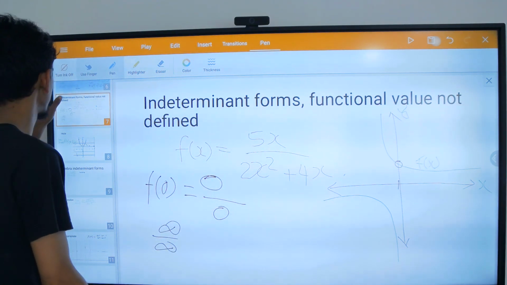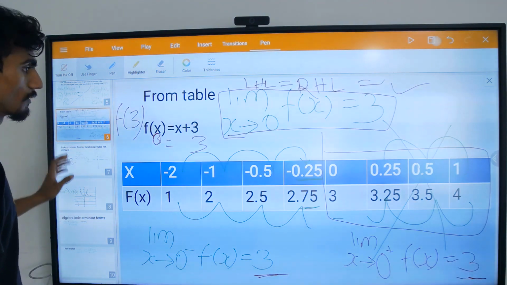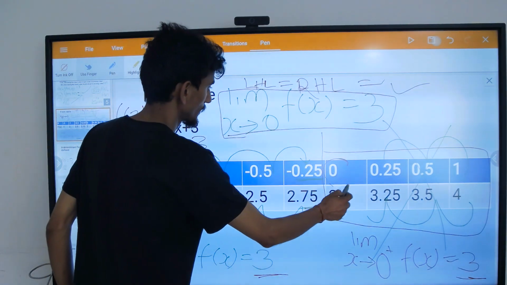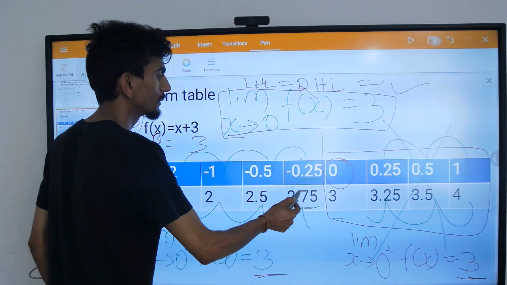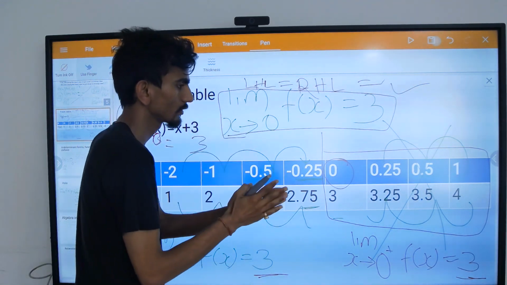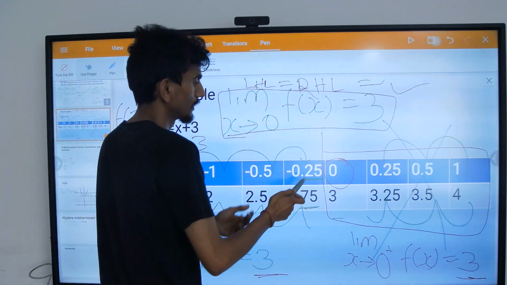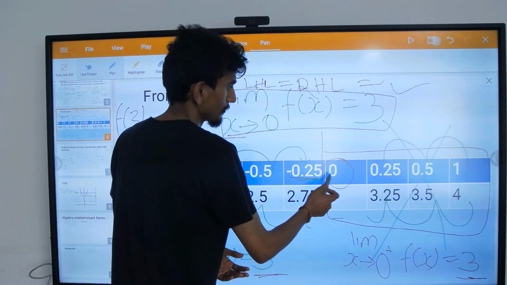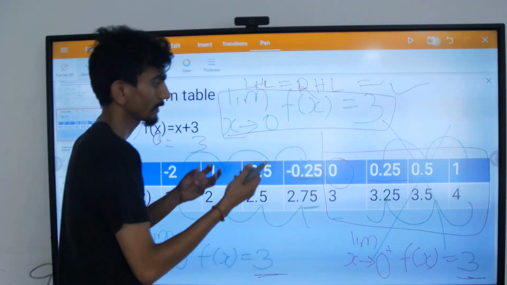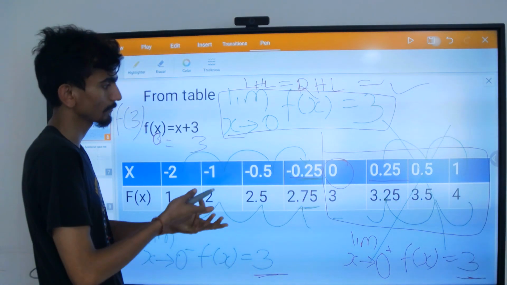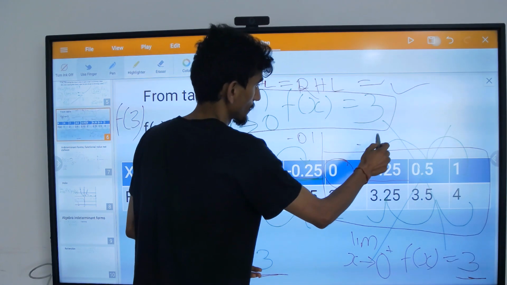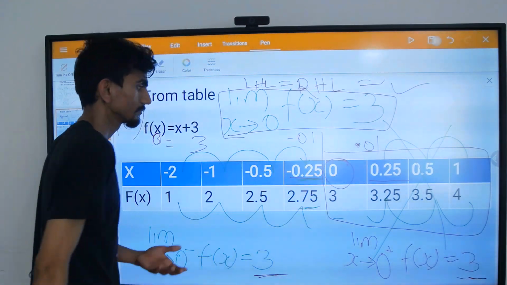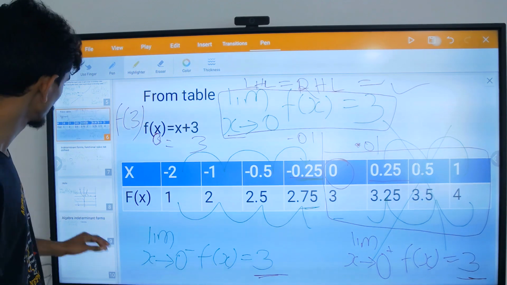For example, previously we did not see what the function is exactly at 0. We only saw the value of the function when the input is nearly close to 0. Like you put minus 0.25, like you put 0.25. You can get even closer, like 0.1 and minus 0.1, and see what the function is getting close to.